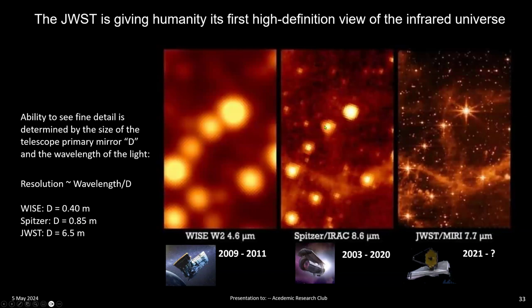So you can see the Spitzer image is clearer than the WISE image. But then we've launched the Webb telescope, whose diameter is 6.5 meters. And now you see the remarkable clarity that we have never, ever had before in the infrared. And a lot of the science capability from the Webb telescope comes from its ability to see fine detail.